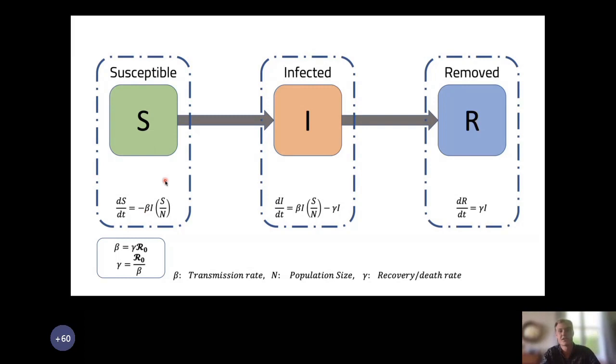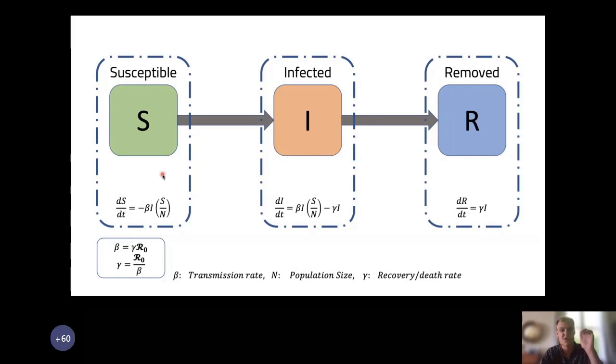The big assumption I should have touched on is that people in the removed compartment can't become susceptible again. This is where they've either passed away or they've recovered and are therefore immune. I'm definitely not an expert in coronavirus, but lots of the literature I've looked into seems to suggest that the chance of getting reinfected is very low, especially in the short term.